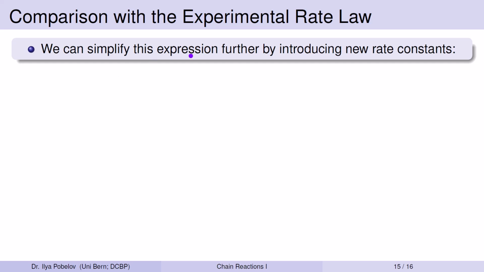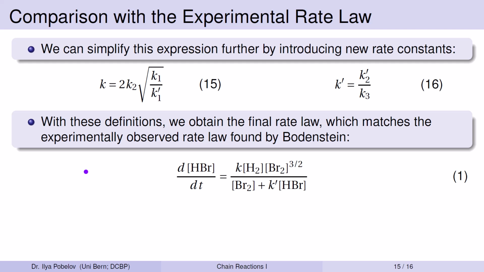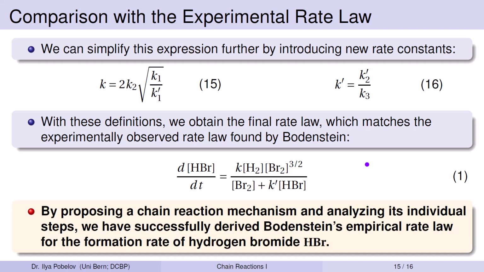We can simplify this expression further by introducing new rate constants. A new rate constant for the numerator, a quotient of constants for the denominator. With these definitions, we obtain the rate law which matches the experimentally observed rate law found by Bodenstein. Thus, by proposing a chain reaction mechanism and analyzing its individual steps, we have successfully derived Bodenstein's empirical rate law for the formation rate of hydrogen bromide.